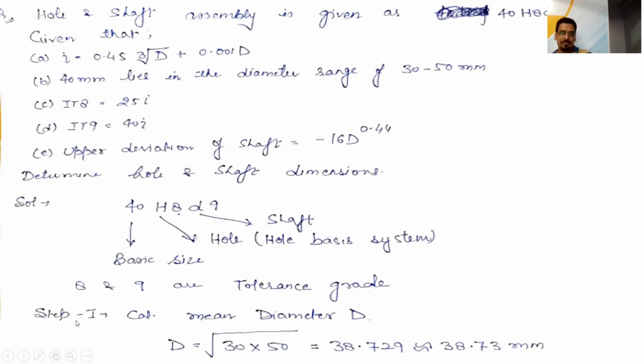So step 1 is what? Calculate mean diameter D. This one. सबसे पहले हमें ये कैलकुलेट करना होगा. So D is what? D is equals to under root of this diameter step. 30 into 50. 30 into 50, that will be 38.729. That will be equivalent to 38.73 mm.